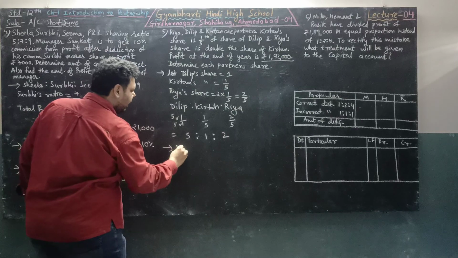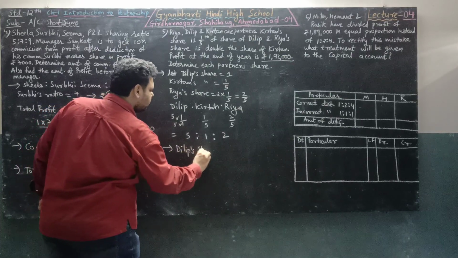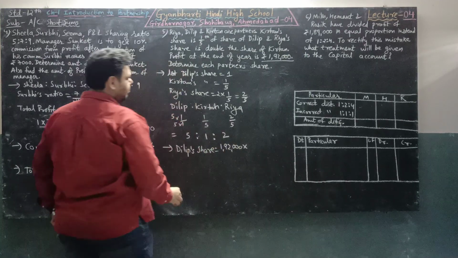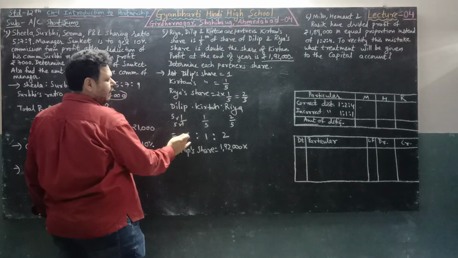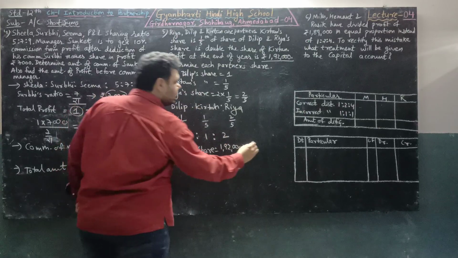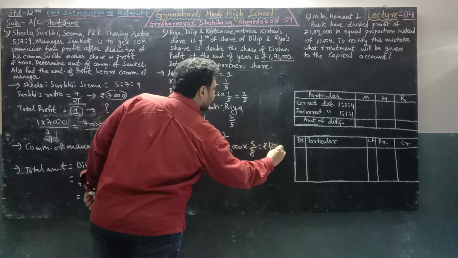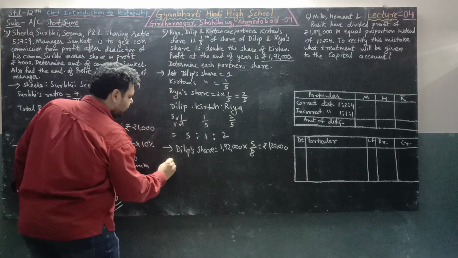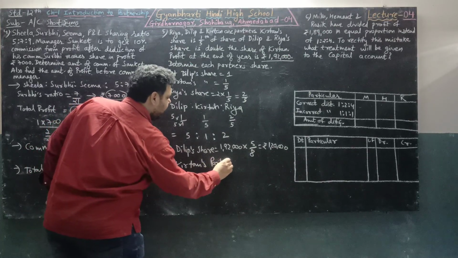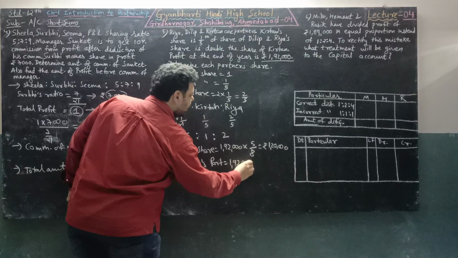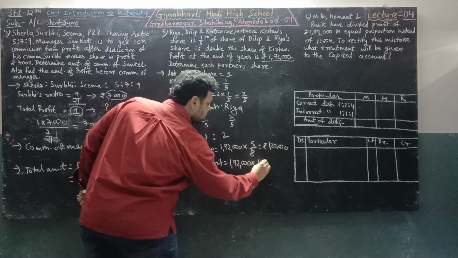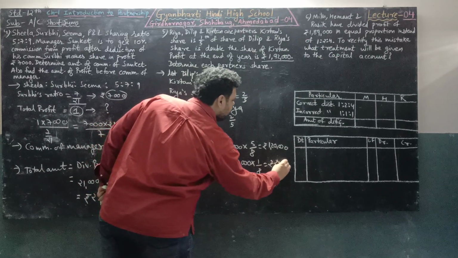First we are calculating Dilip's share. Total is 1,92,000 and Dilip's share is 5th part. That is 5 and 1 6, 6 and 2 8. So 5 upon 8. Calculating this, we will get rupees 1,20,000. Second is Kirtan. Kirtan's part will be total is 1,92,000 into 1 upon 8. So that will be rupees 24,000.